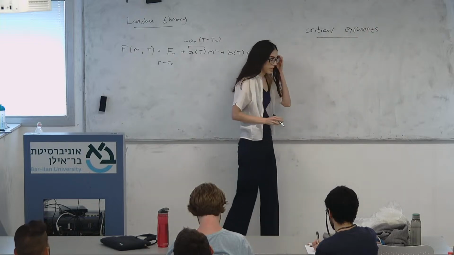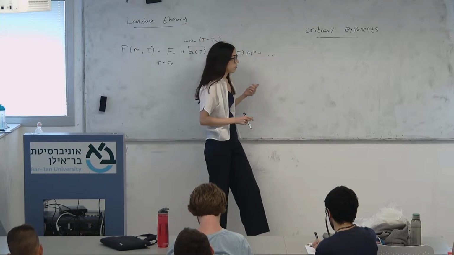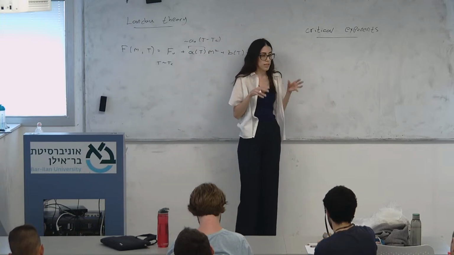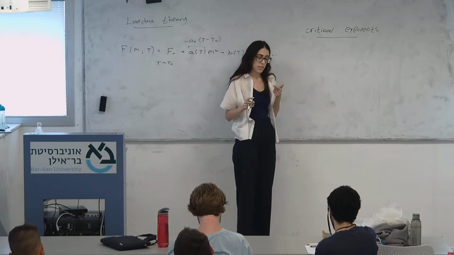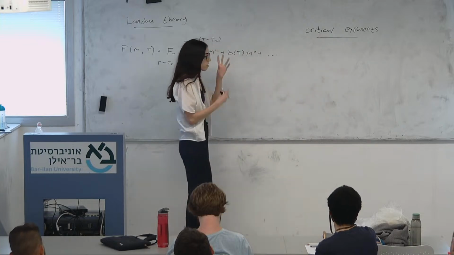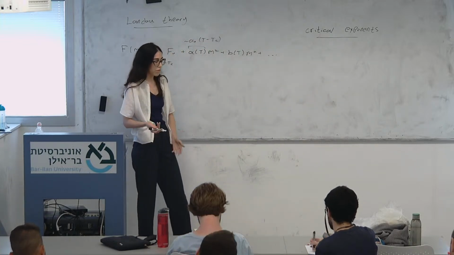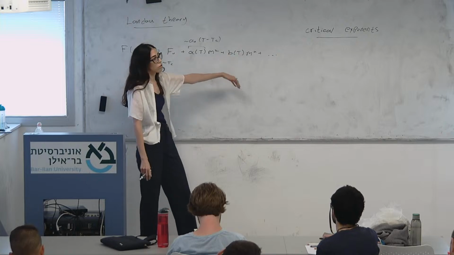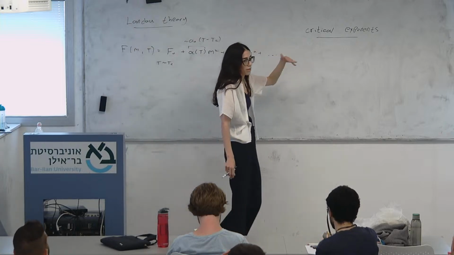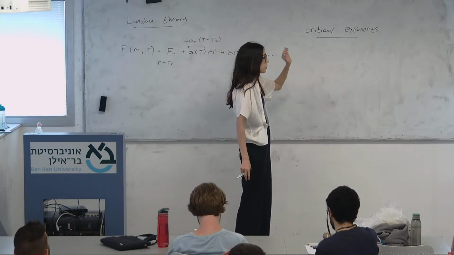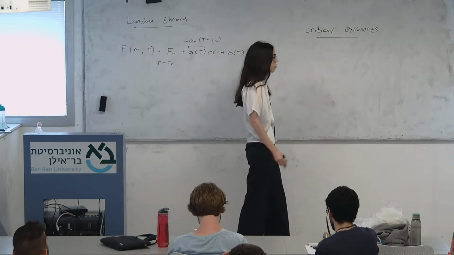So we have some qualities of the system, like the specific heat, the magnetization, and stuff like that. And in general, they have very complicated behavior. But close to the transition points, they have this power law behavior that is characterized by some universal exponents.